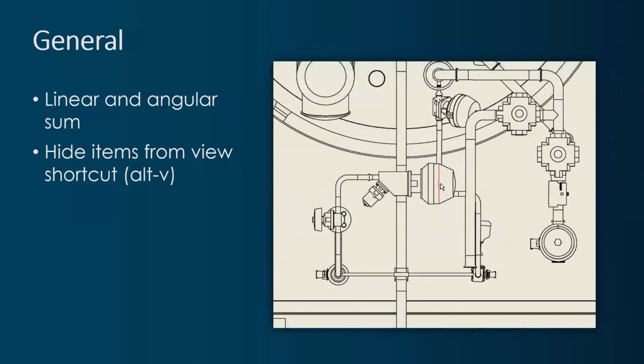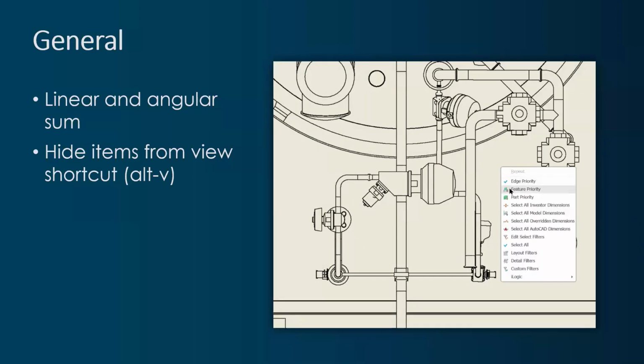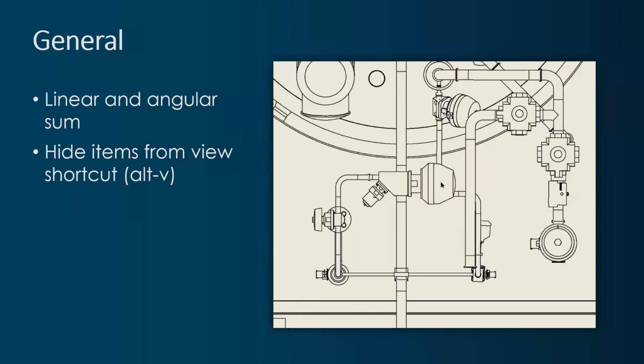Okay, 1 or 2 little features here as far as assembly display and hiding items. We can now use Alt-V as a hotkey for hiding or displaying different items within your assembly. So some quite nice features and options there for working with all of those various items. So yeah, quite a nice bunch of options for working with assembly display within a drawing environment.